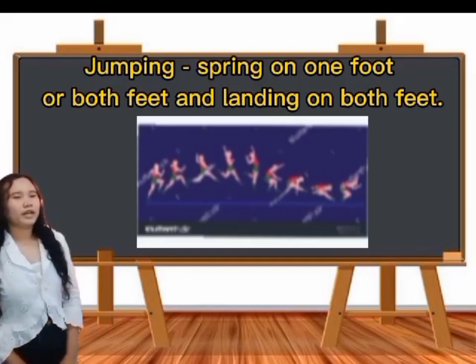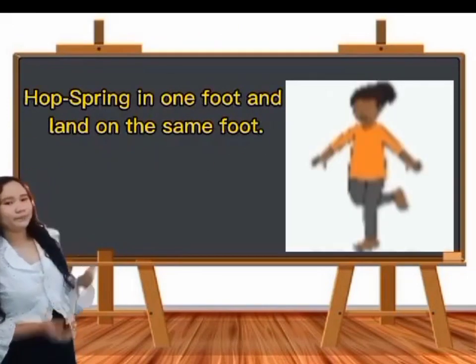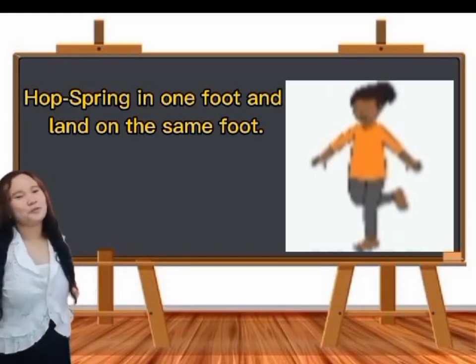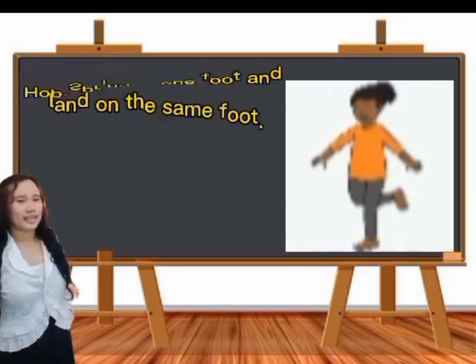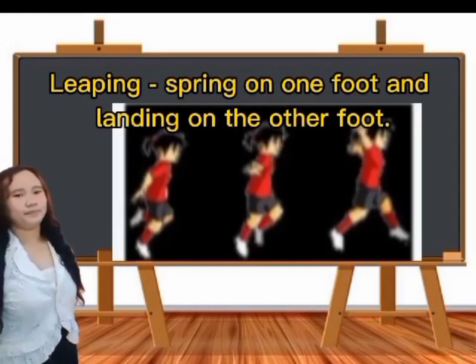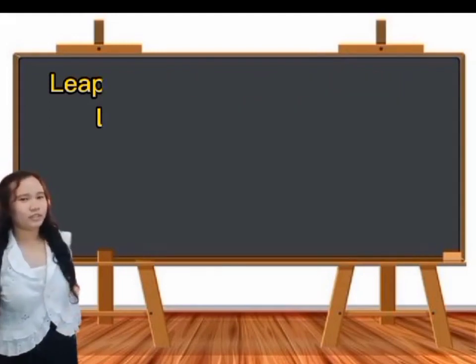Is a spring on one foot or both feet and landing on both feet. Fourth one is hop or lumukso. Spring on one foot and land on the same foot. Like for example is Tintin cross na laro. Leaping or tumatalon. Spring on one foot and landing on the other foot.